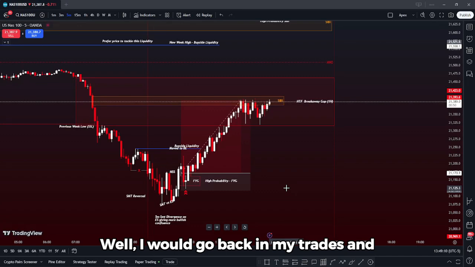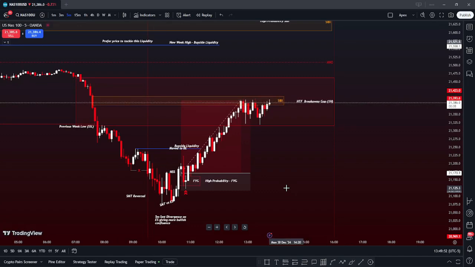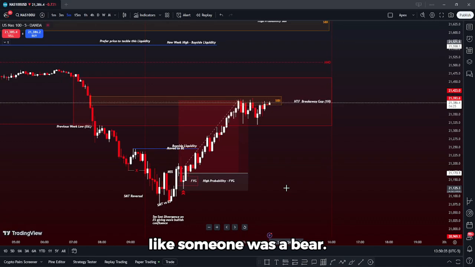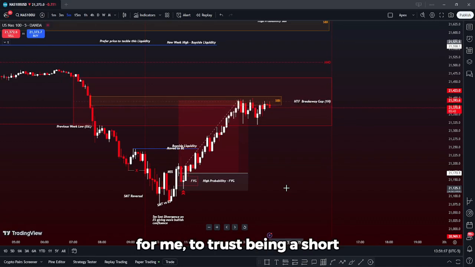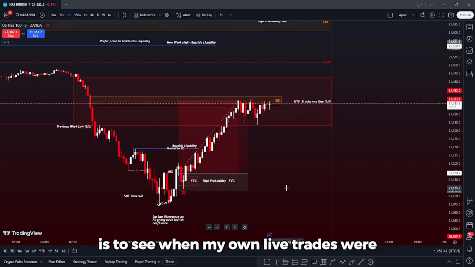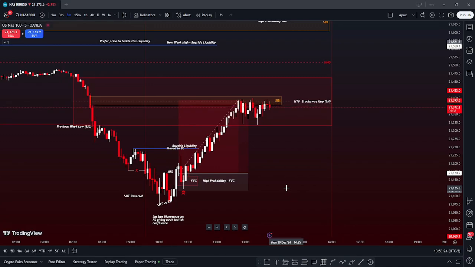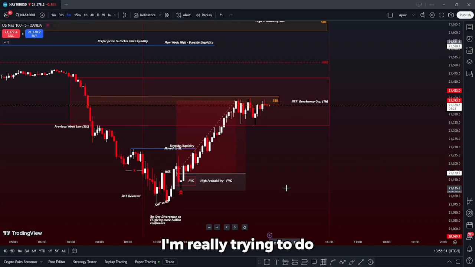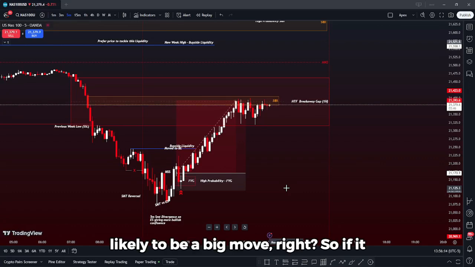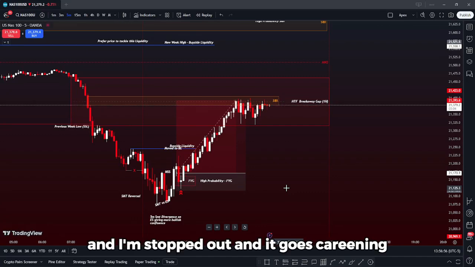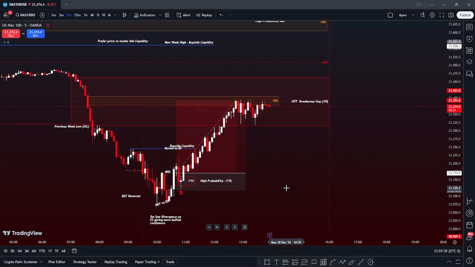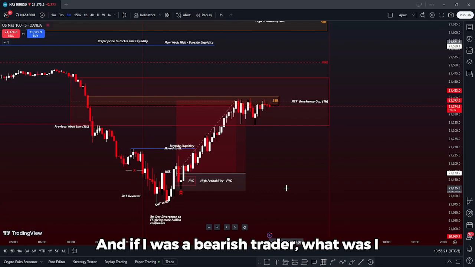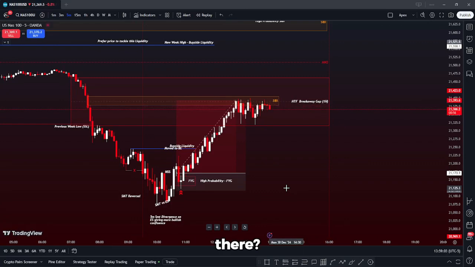But I would go back in my trades and start reverse engineering it from the other side, like someone who was a bear. That was one of the biggest discoveries for me, to trust being short or a bear, is to see when my own live trades were failing, when I was extremely bullish and I had my biggest positions on. I'm long 20 contracts of soybeans. I'm really in there. I'm really trying to catch what is likely to be a big move, right? So if it craps out and I'm stopped out and it goes careening the other direction, I'm trying to figure out what it is that I did wrong. And if I was a bearish trader, what would I be looking for?